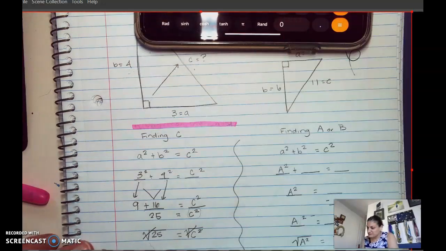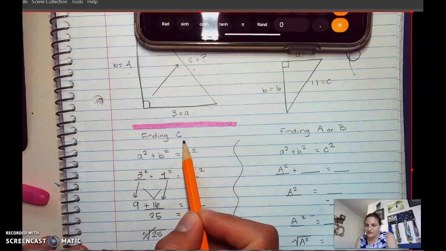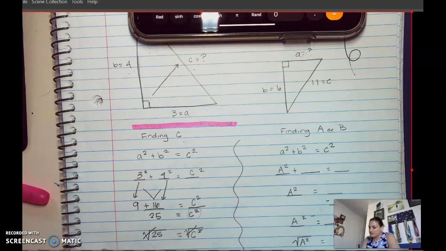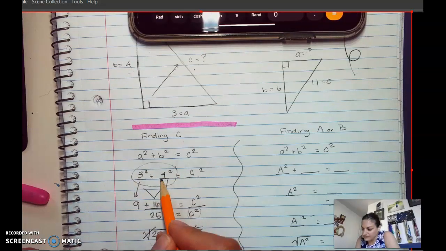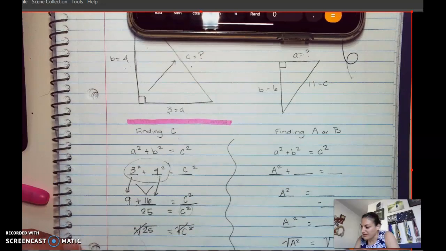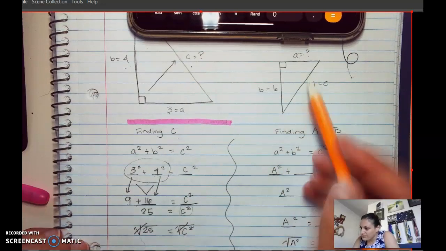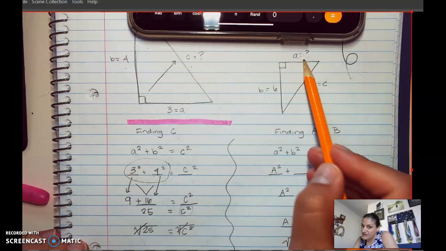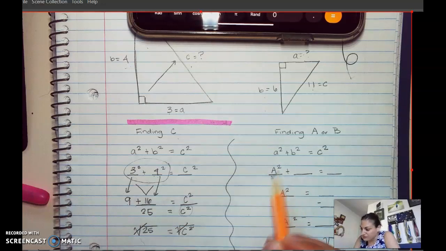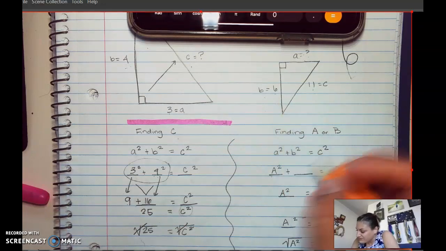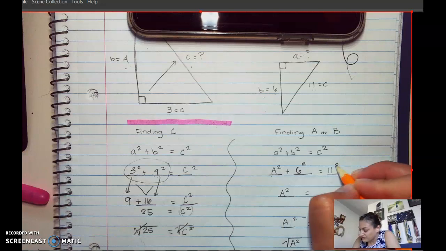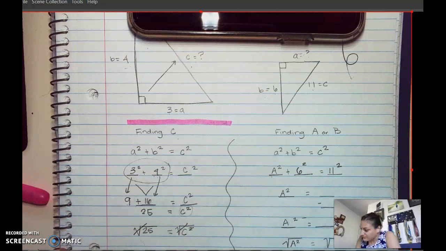Now this is if you're looking for c. If you're looking for a or b, the process is a tiny bit different. Here I added the two known things. Here you have to subtract, if I don't know the a or the b. So in here, I have the b value and the c value, but I don't have the a value. So for this one, I plug in my a squared because I don't know what it is yet. I plug in my b value, which is 6 squared, equals, and my c value, which is 11 squared. Remember that you have to have a square on all these guys.